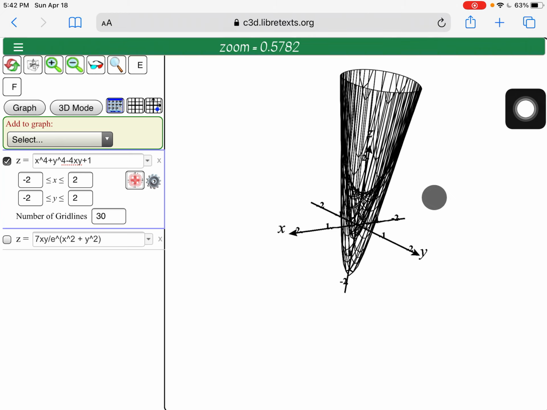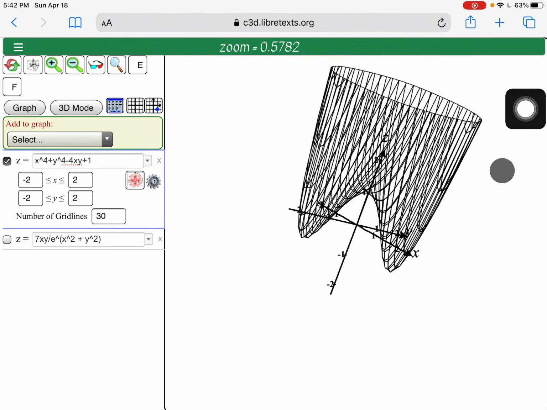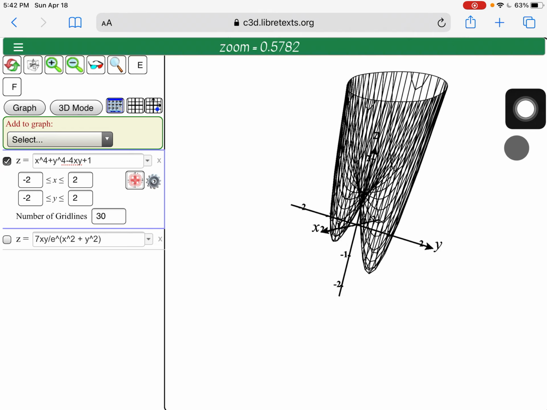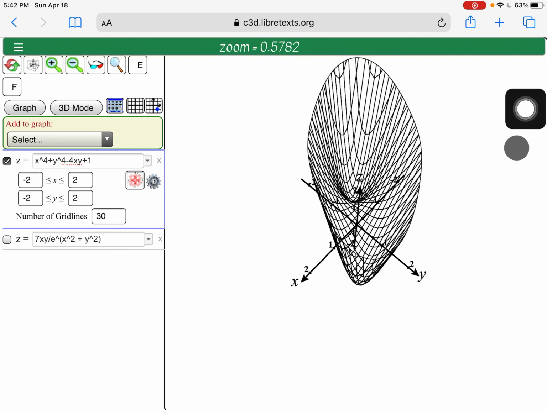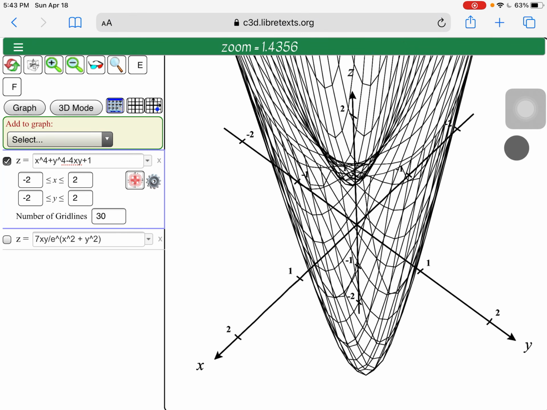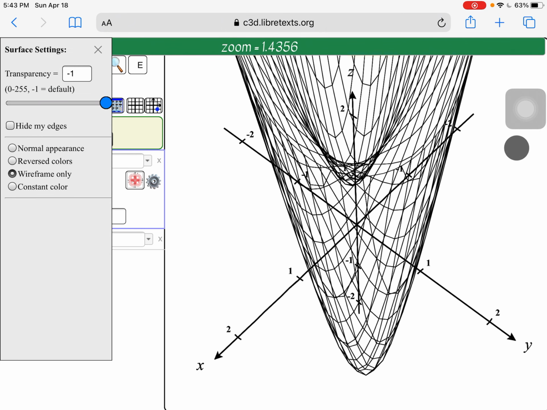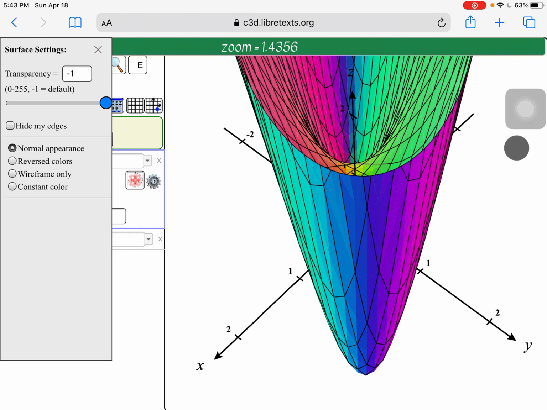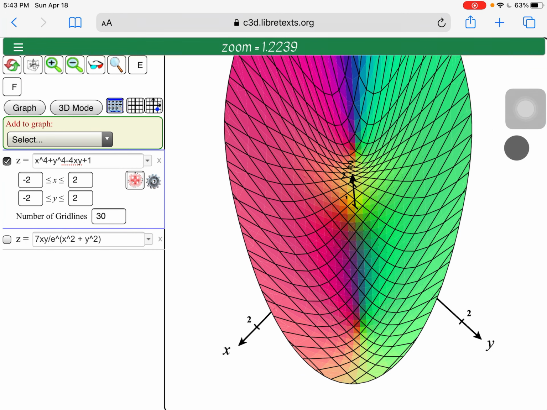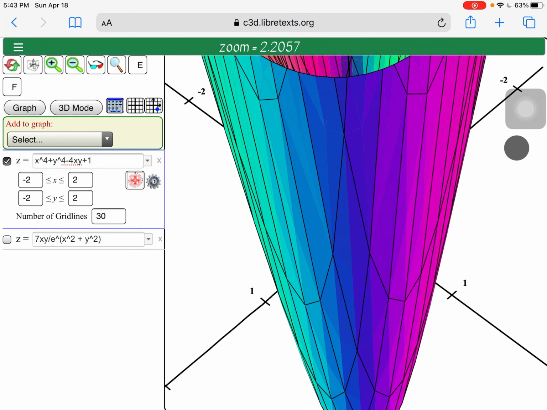Again, you think of a saddle that you use to ride a horse. You look at it from one direction, it's kind of this opening up parabola. You look at it from another direction, it's kind of this opening down parabola. And this is really the best way to do this. I mean, if I try to go into the surface, it gets not so easy to interpret what's going on.